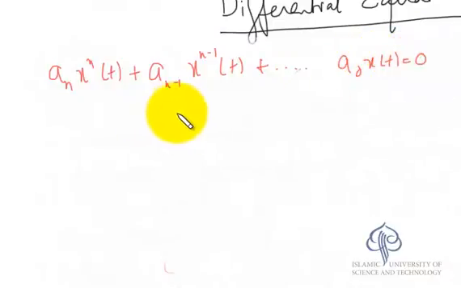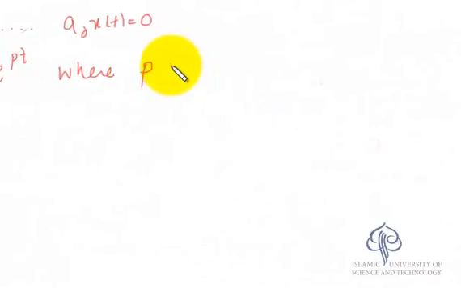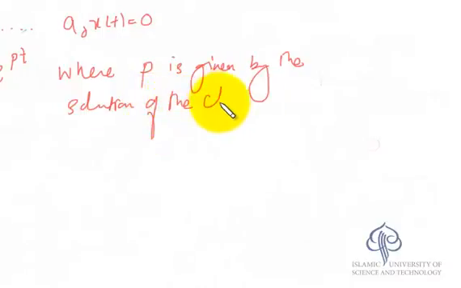The solution is given by c e to the power pt, where p is given by the solution of the characteristic equation H(p) is equal to 0.